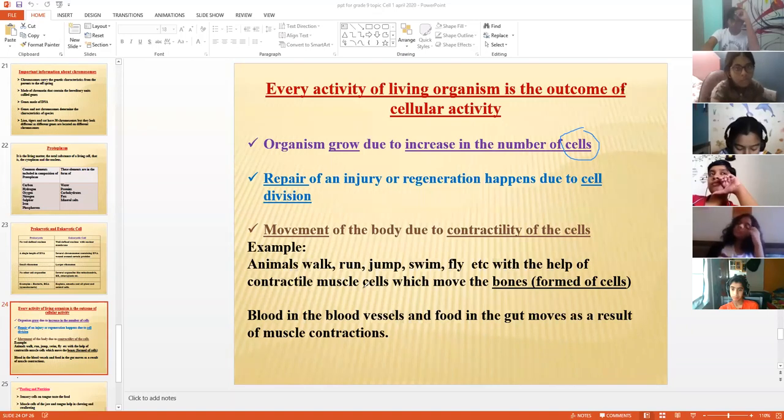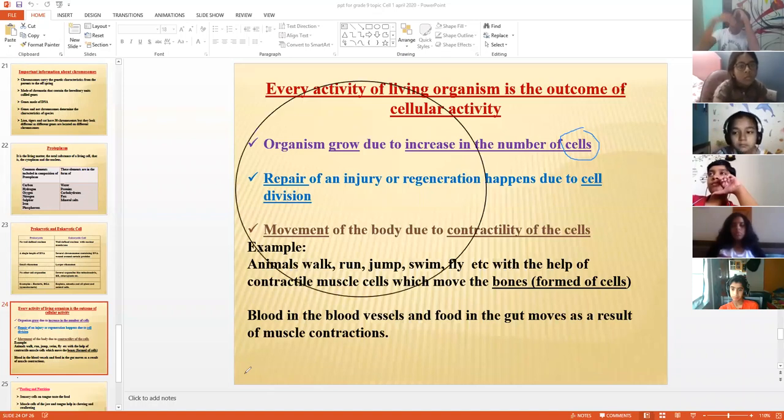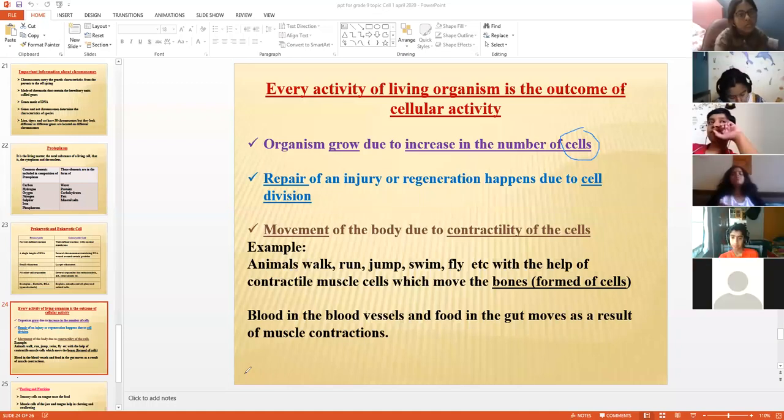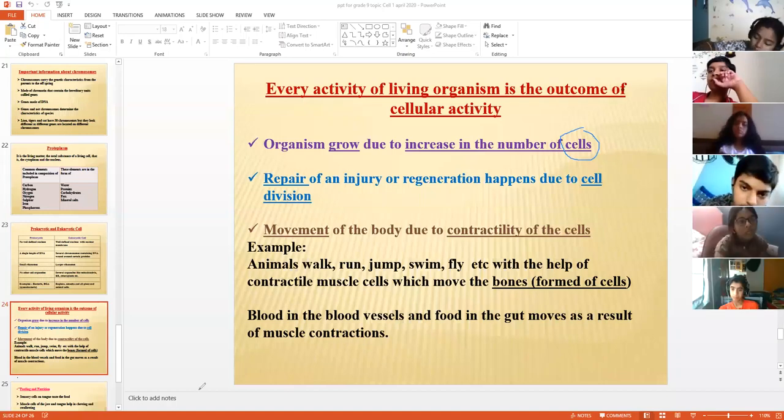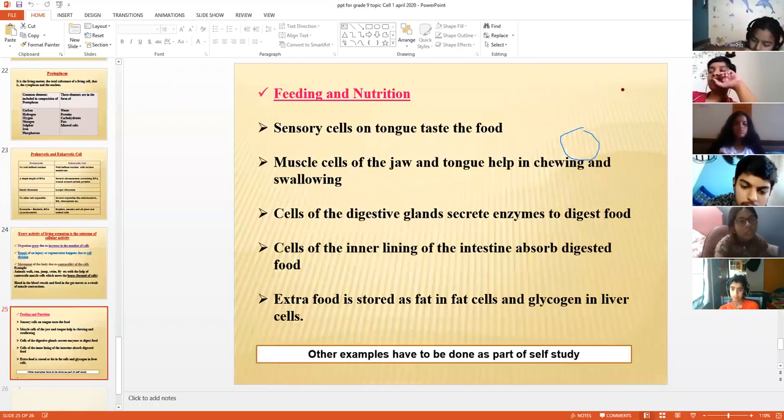Now, another important example is blood in the blood vessels and food in the gut. They move as a result of muscle contraction. And how do the muscles contract? When one muscle contracts, the same reaction is transferred to the other cell. Everything contracts, and then the blood and the food is moved. And now hopefully we come to the last slide.